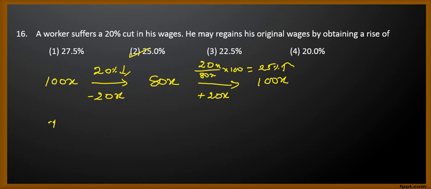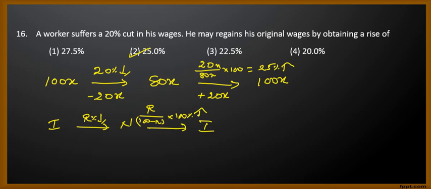Or else, what is the logical way of solving this question? If a value is initially reduced by r%, you will get a new value. By what percent must the new value be increased in order to get the original value? Simply, the new value must be increased by r by 100 minus r into 100 percent. If a value is reduced by r percent, to regain its value it has to increase by r by 100 minus r into 100 percent. Simple. It is reduced by 20%. To regain its original value, simply substitute in the formula: 20 by 100 minus 20, which is 80, into 100, which is equal to 25%. The same answer, option 2.